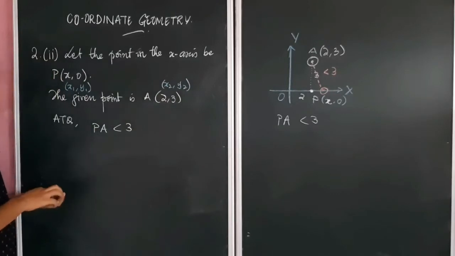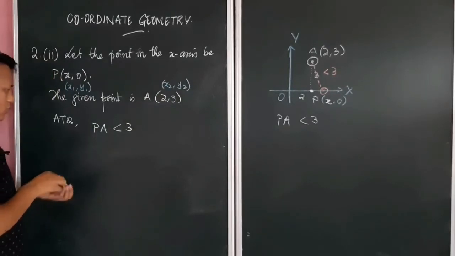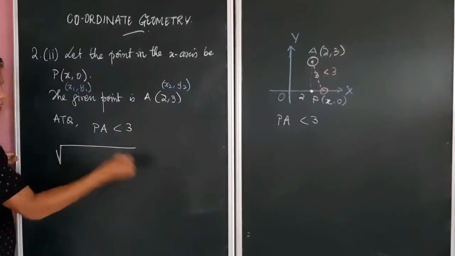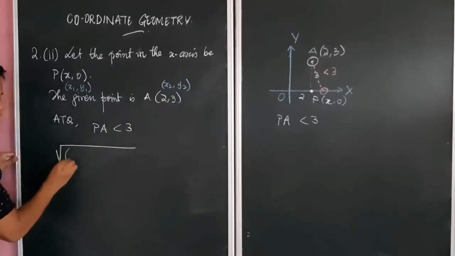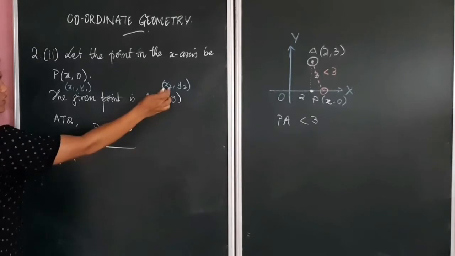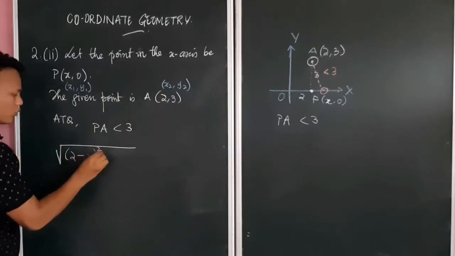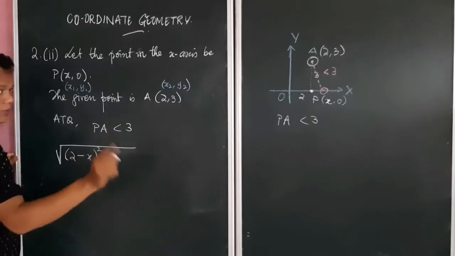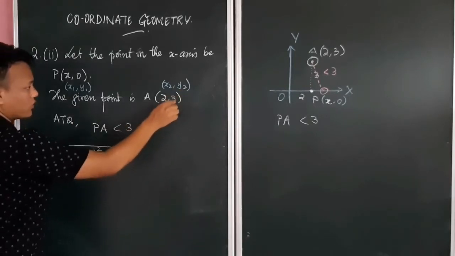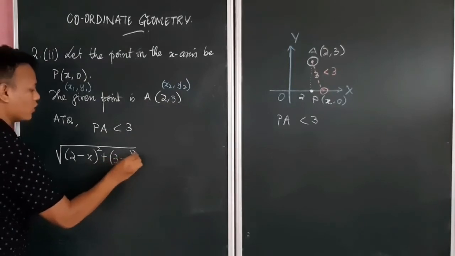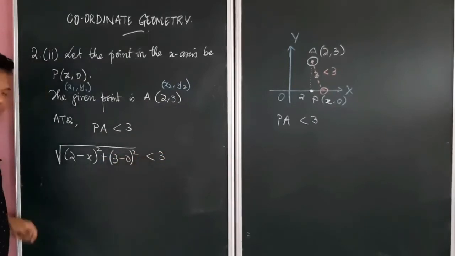Alright, now what will be the distance formula? So according to the distance formula, we must have the square root of what? x2 minus x1. So x2 is 2, so we have 2 minus x1. x1 is x, right? So (x2 minus x1) whole square plus (y2 minus y1). y2 is 3, so 3 minus 0. So (3 minus 0) square must be less than 3.